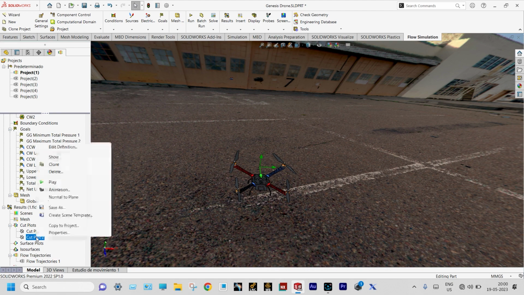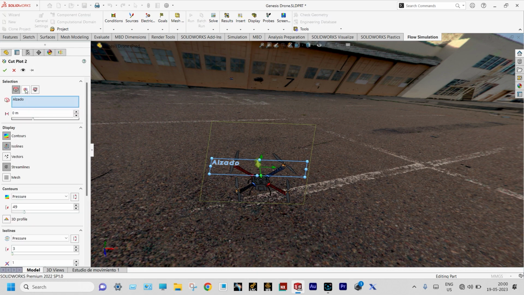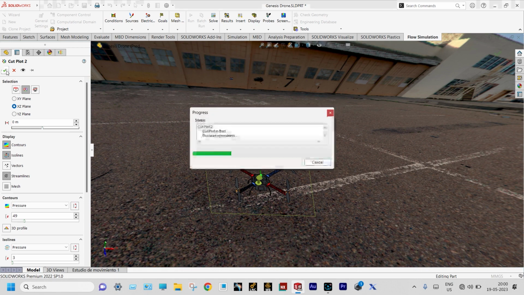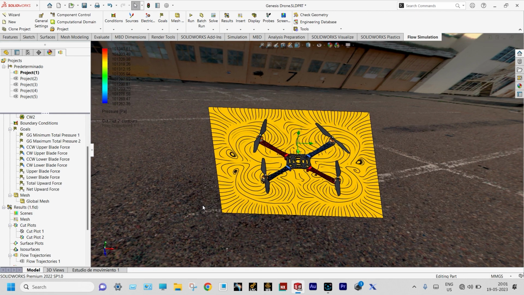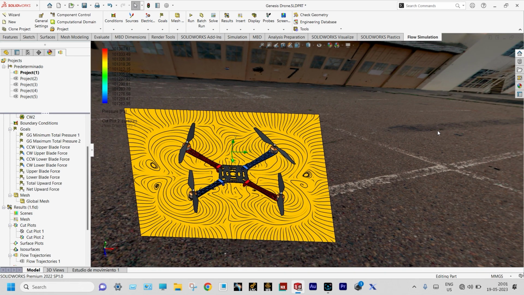So again, insert cut plot and edit definition. We'll see from different planes, right? So change the plane from here. Initially it was from XY plane, now we'll see from XZ plane, right? So green check. This is the distribution from the given plane.